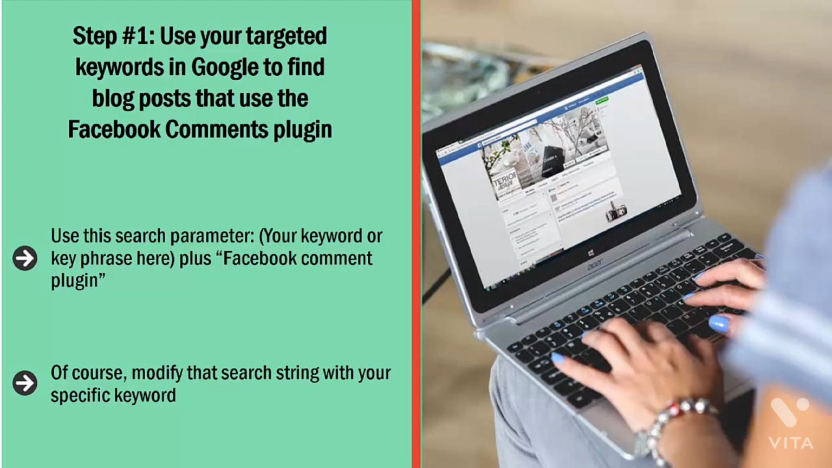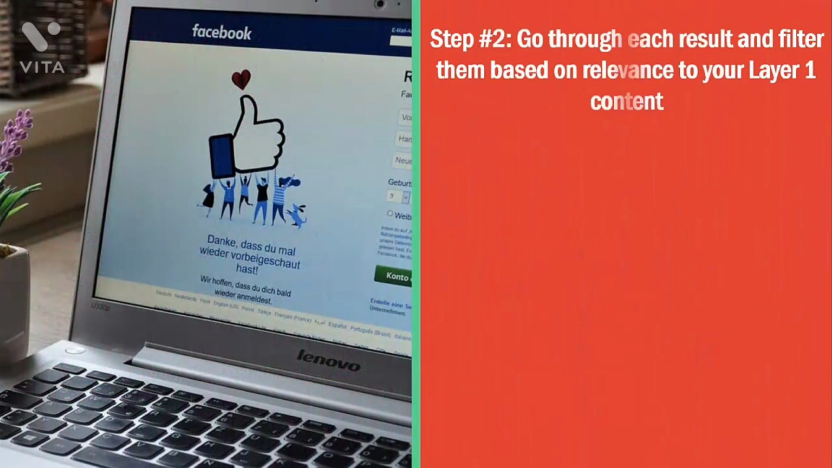You use one keyword at a time. I know you have a lot of keywords on your list. Do unique searches for each one of your keywords using that string, and you should be able to retrieve a lot of results on Google. Step number 2, go through each result and filter them based on relevance to your Layer 1 content.